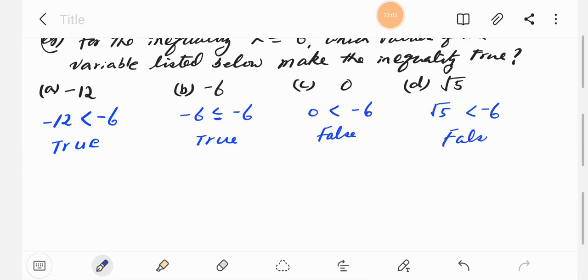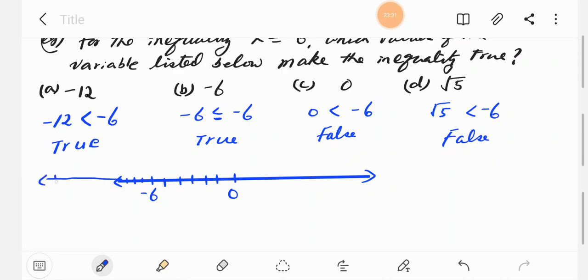Why? Because the square root of 5 is 2 point something. It's a positive number. So a positive number is always right of a negative number. Can you see it? Let's say this is the number line. Here's 0, then 1, 2, 3, 4, 5, 6, and -6, and so on. Somewhere there is -12. So -12 is left of -6, so this is true. And -6 is the same as -6, so this is true.